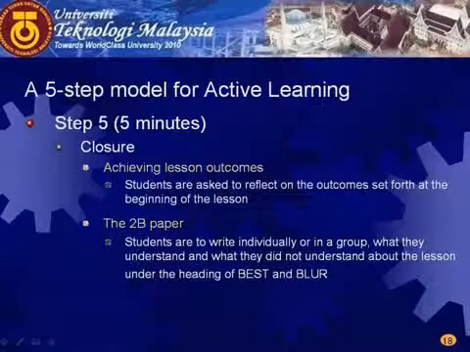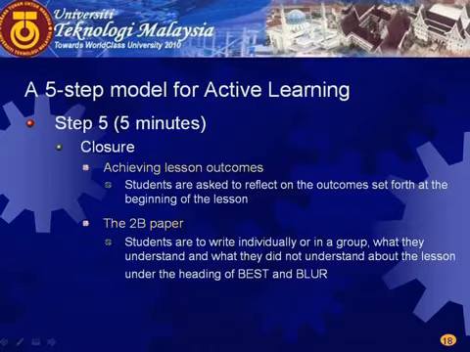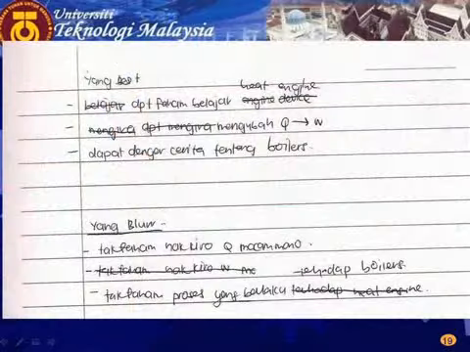And the closure, this is when I assess what they have learned, what they understood, and what they did not understand about the lesson. I use this method, I call it the 2B paper. 2B, one for best, what they understood best, and one for blur, what they didn't understand. So just to give you an example, the first time I did this, I did not provide them with a proper card. Later on, I have improved. I gave them a proper card for them to write down what is best and what is blur.